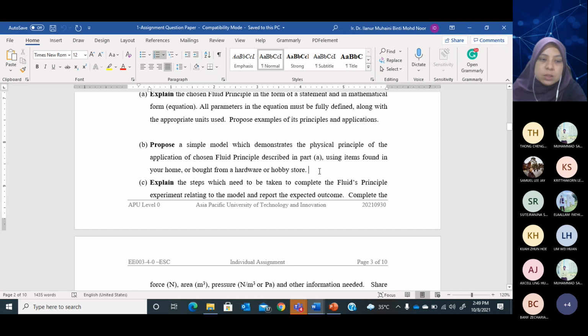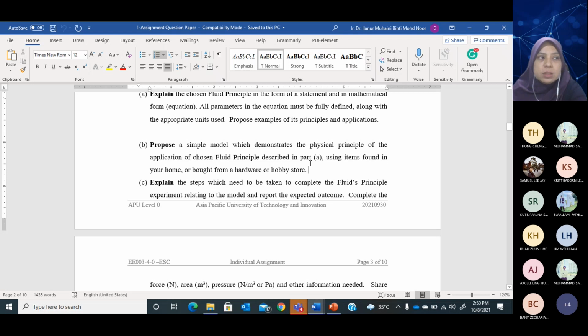Just type in Google, "example of Archimedes application," then all will come out. You choose which one you want. Okay. And then propose a simple model to demonstrate the physical principle of the application using items found in your home.